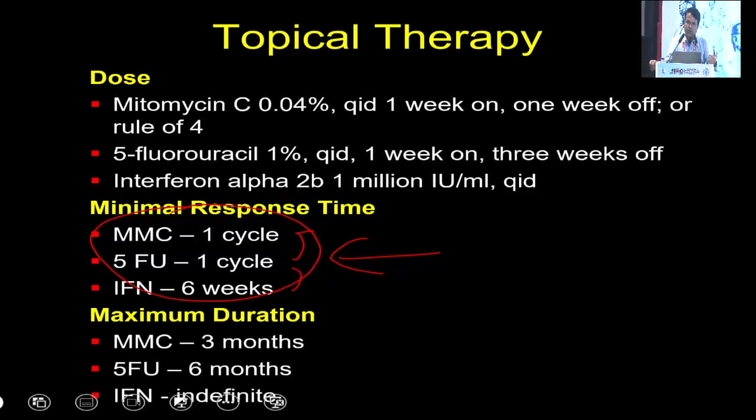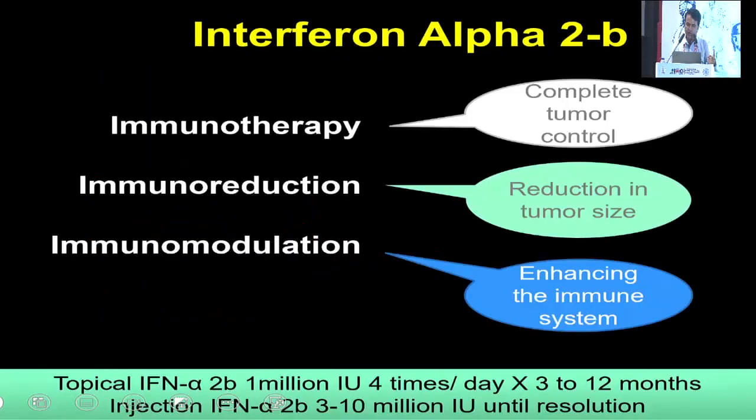Maximum duration. This is a question that is often asked. How long can we use it without causing complications to corneal epithelium and the limbal stem cells? In mitomycin, it is 3 months. It is most toxic to corneal limbal stem cell and also corneal epithelium. In case of 5-fluorouracil, it is 6 months, and in interferon, it can be indefinite. You can continue it forever.